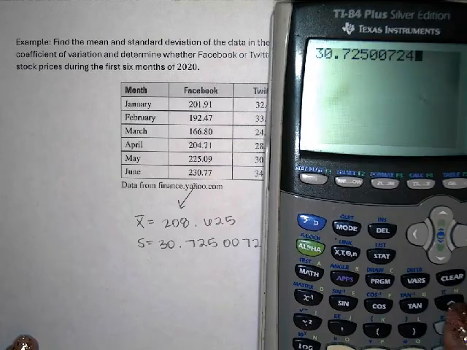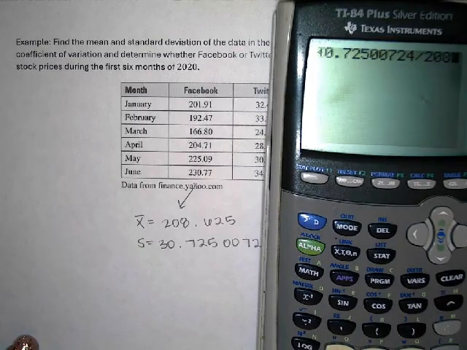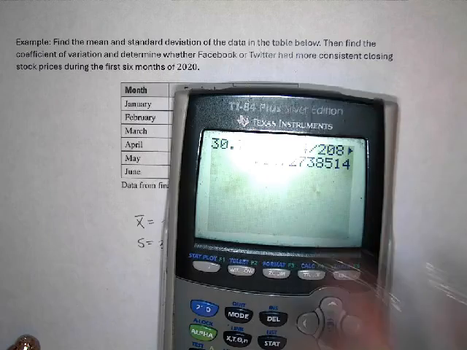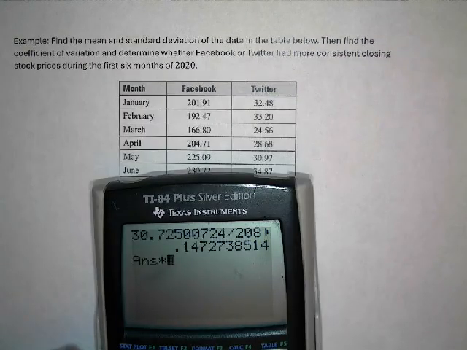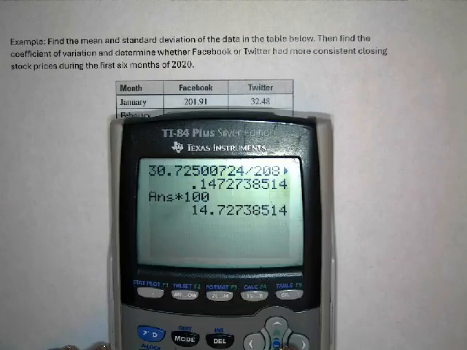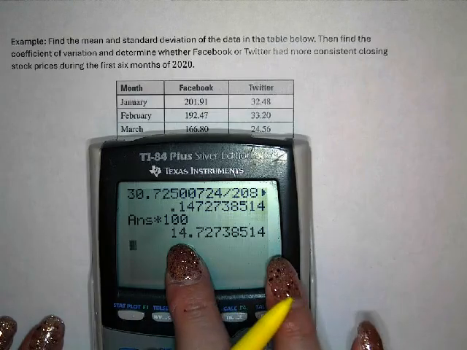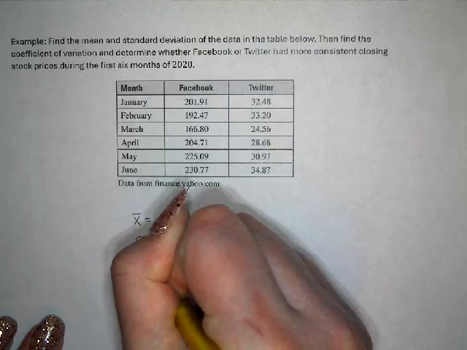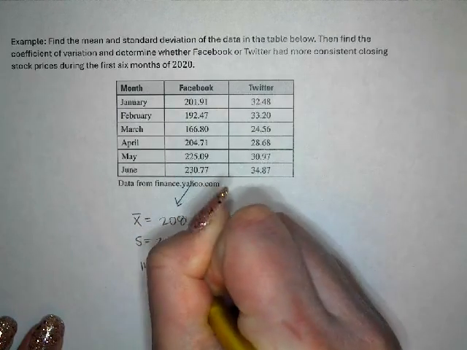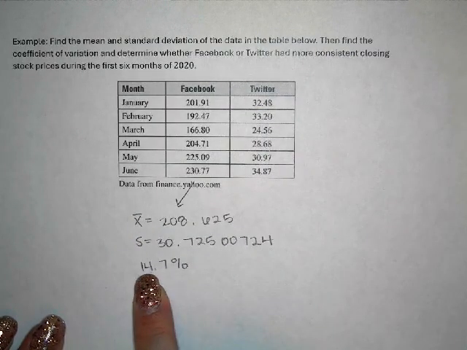This is a ratio right now, so if I want to write it as a percentage, which I do, I'm going to have to multiply by 100. Okay, so I have 14.7% as my coefficient of variation. That's how much variation I have. I'm going to go ahead and calculate it for Twitter as well.